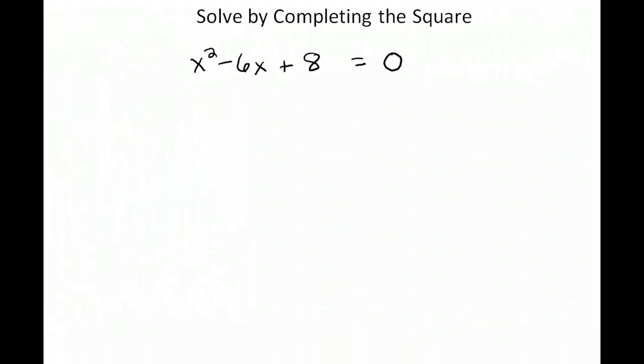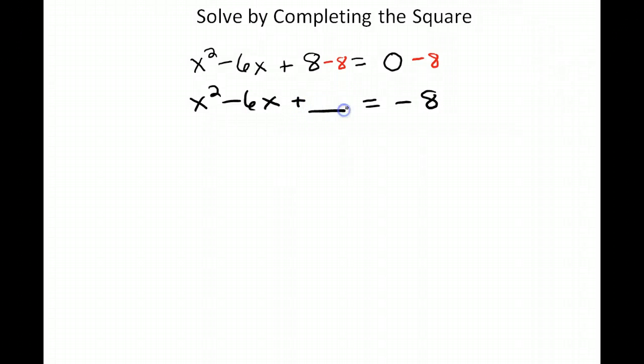Now we're going to take a look at the next method, which is to solve by completing the square. We're going to start with a very simple example, and then we'll do one that involves fractions. Okay, here's our problem. It's x squared minus 6x plus 8 equals 0. The first thing we need to do is to get that 8 on the other side. So I'm going to subtract 8 from both sides, and then when I rewrite my problem, I'm going to have a negative 8 on the right.